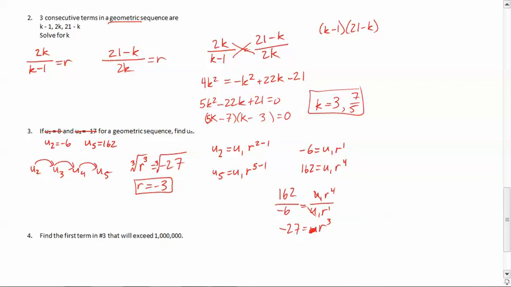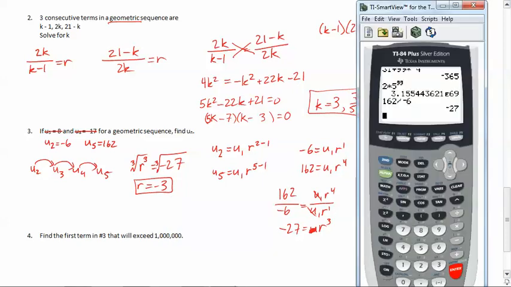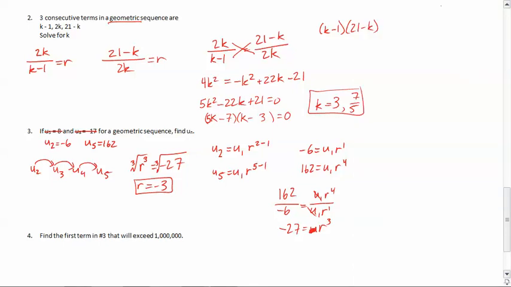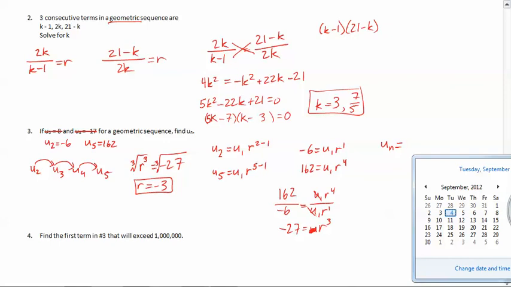Now, if you don't know how to do that, you can always use your calculator and just say negative 27 to the 1/3 power. Remember, the cube root is the same thing as the 1/3 power, which will give us the same number, negative 3. And so we get that r is negative 3. And so now we have our equation for un, which is equal to the first term, which we're going to have to find.